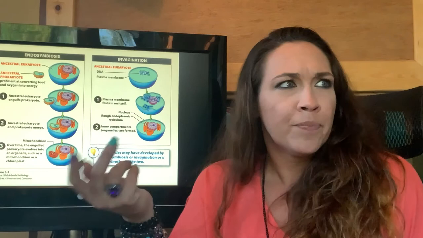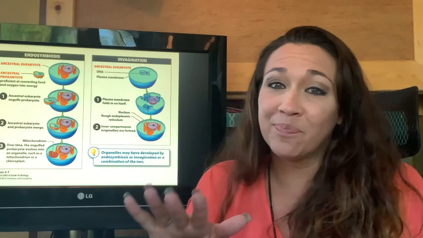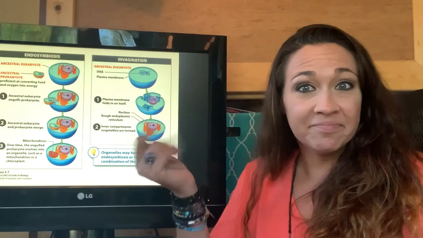It has a double membrane for some reason, and it has its own DNA and replicates itself, right? Nothing else inside the cell is going to do that. So that's pretty cool, and it's why we think that an ancient eukaryotic cell just ate an old prokaryote. Now, there's another theory that we can't really test, but we also believe happened.